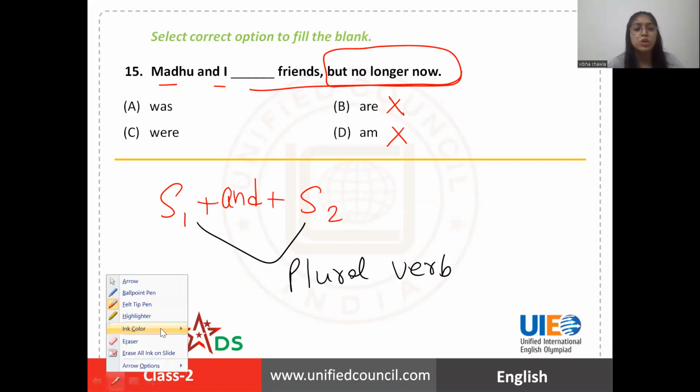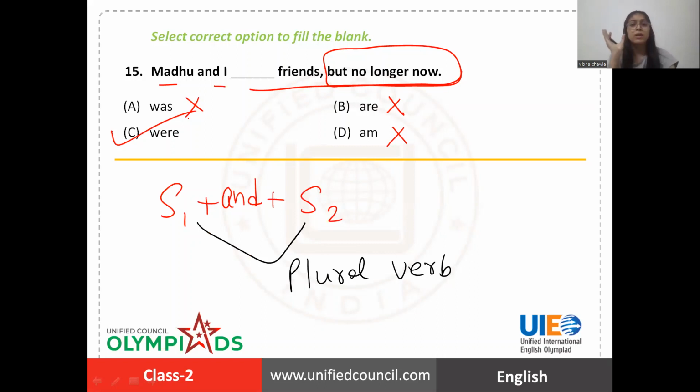That's why the right option will not be was. Instead, it should be were. Madhu and I were friends, but no longer now.